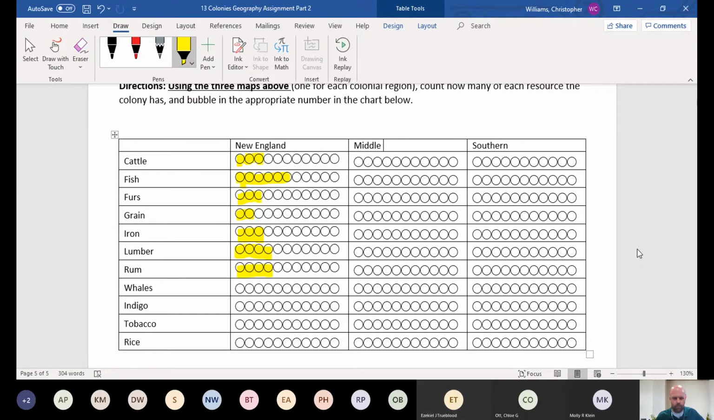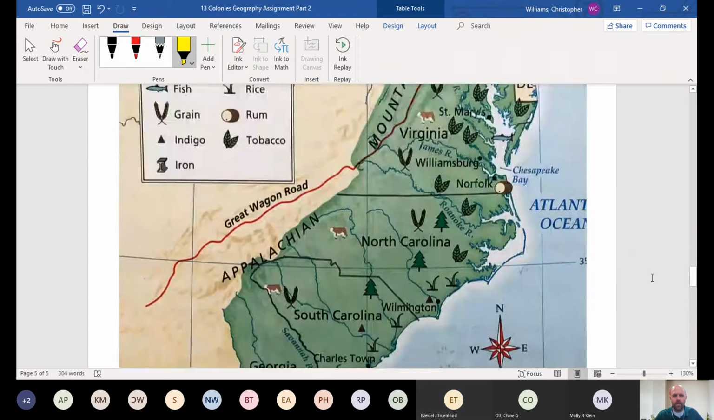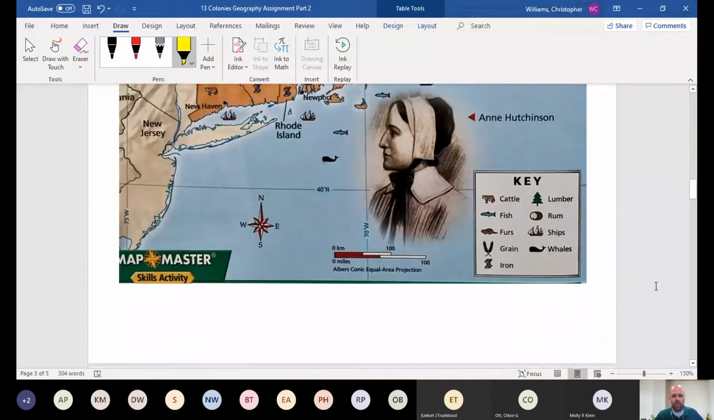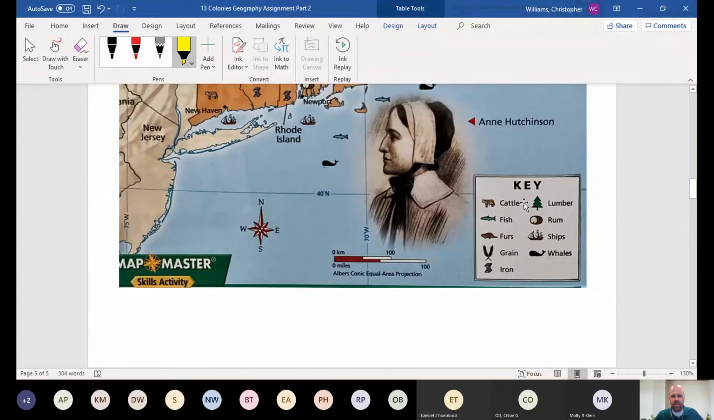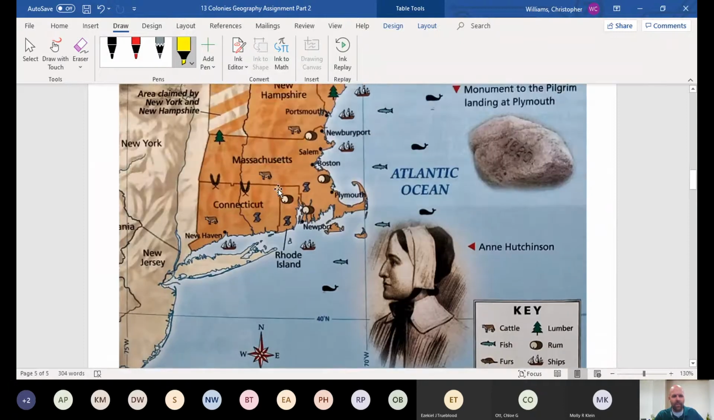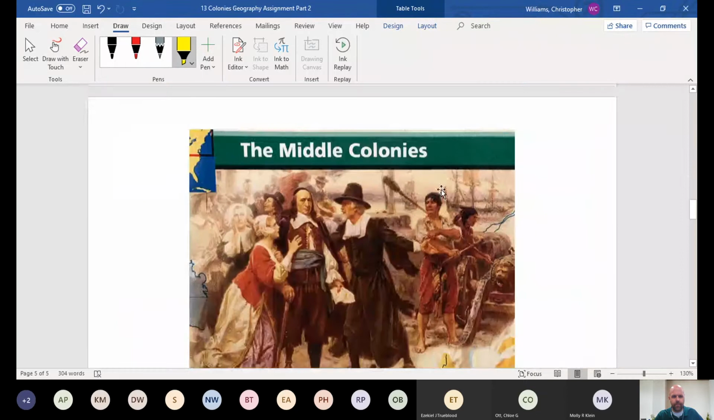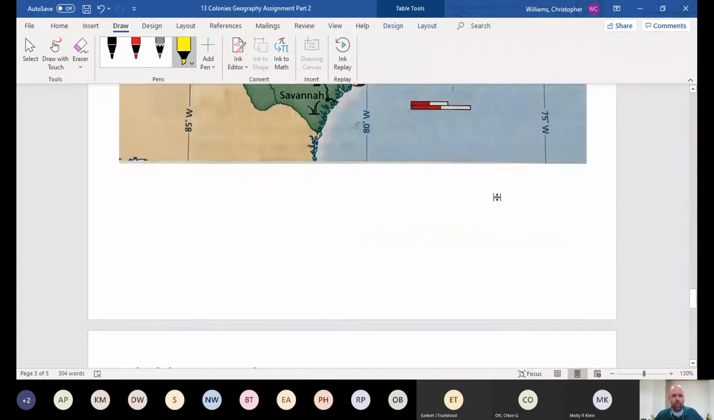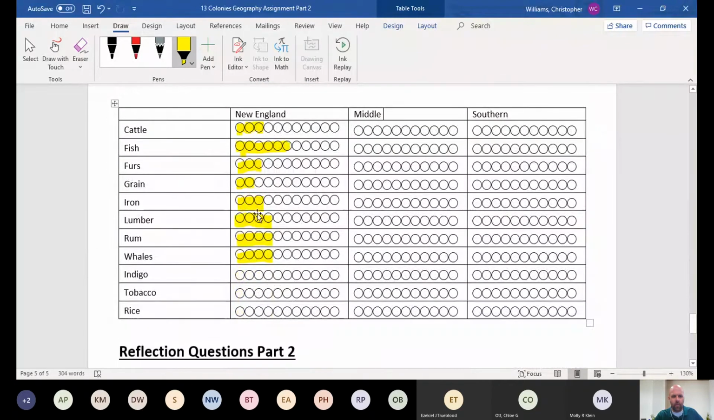Whales. Look in the ocean. 4. Indigo. 0. Yep. Tobacco or rice? 0. Yep. And the big thing to tell there is you have to look at the resource map. If you don't see the icon for indigo, rice, or tobacco here, then it's not something you're going to find in this region. Okay. So your chart for New England should reflect more or less what you see here.